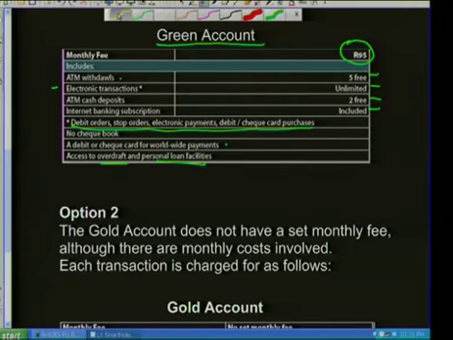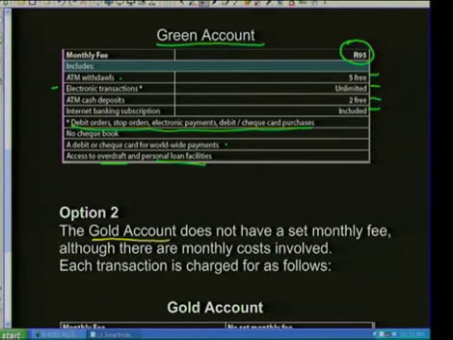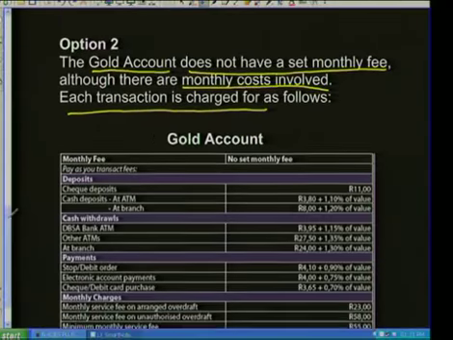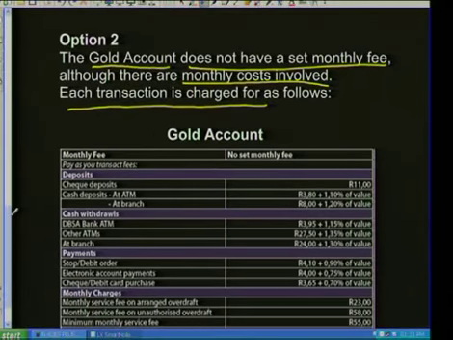So now let's change it to yellow. So we've got the gold account, does not have a set monthly fee, although there are monthly costs involved. Each transaction is charged for as follows. So on our gold account, we've got no set fee, but pay as you transact fee for deposits. You've got check deposits of 11 Rand, and then cash deposits at the ATM and at the branch. There's 2 different amounts. And I'm going to discuss this with you in a lot more detail when I actually do the questions. So we'll come back to that.